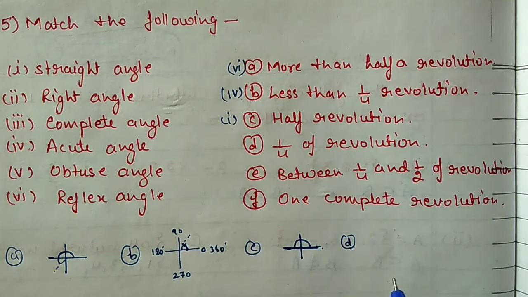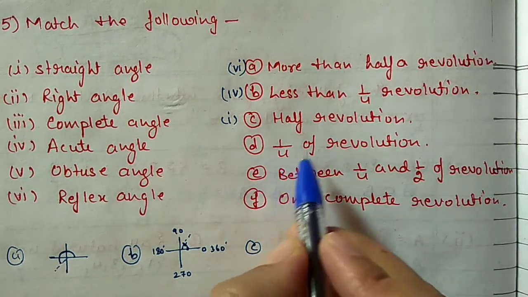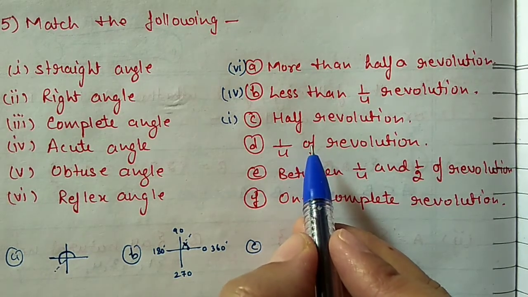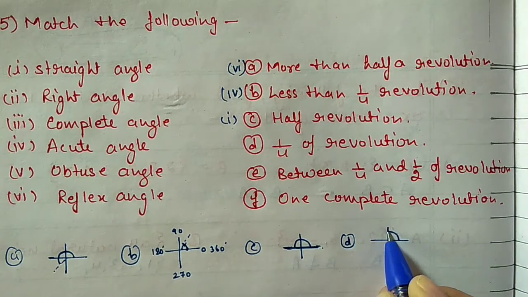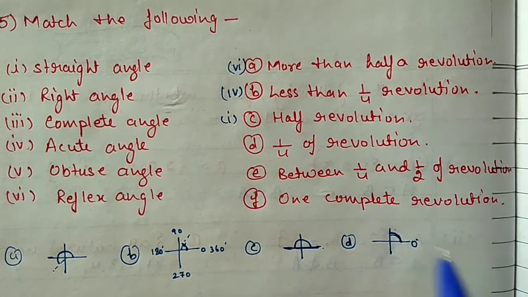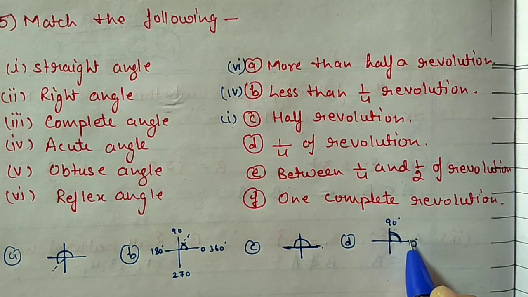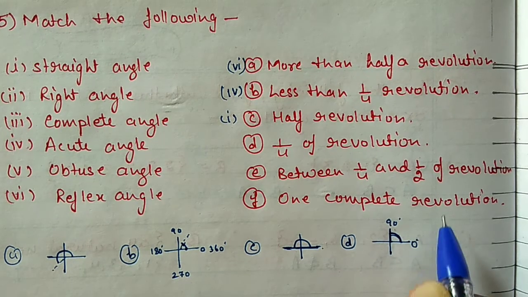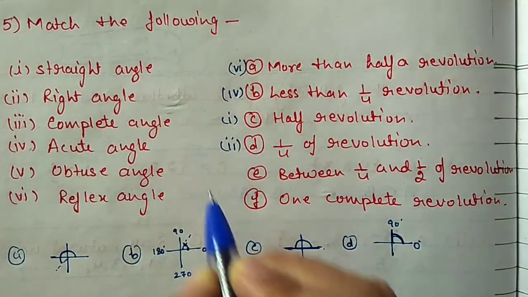Then next, D1, acute angle. Sorry, you can see here 1/4 of revolution. 1/4 of revolution means only here to here. So here to here, this is 0 degree, this is 90 degree. So here to here means an exact 90-degree angle, and a 90-degree angle we will call a right angle. So second will match with this.